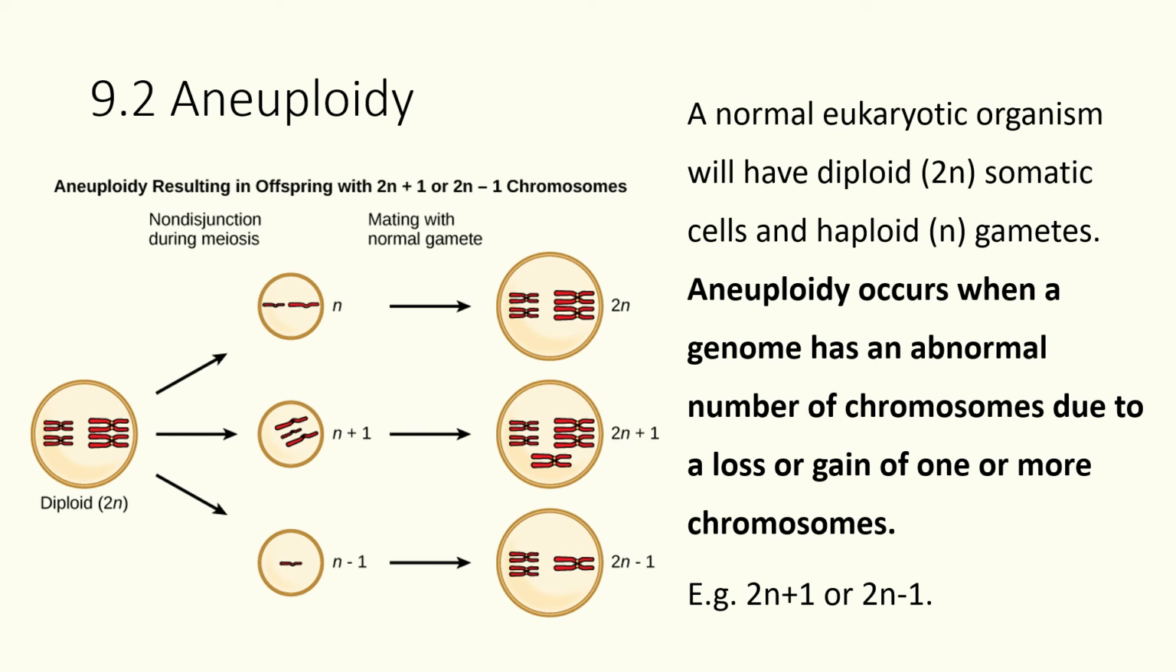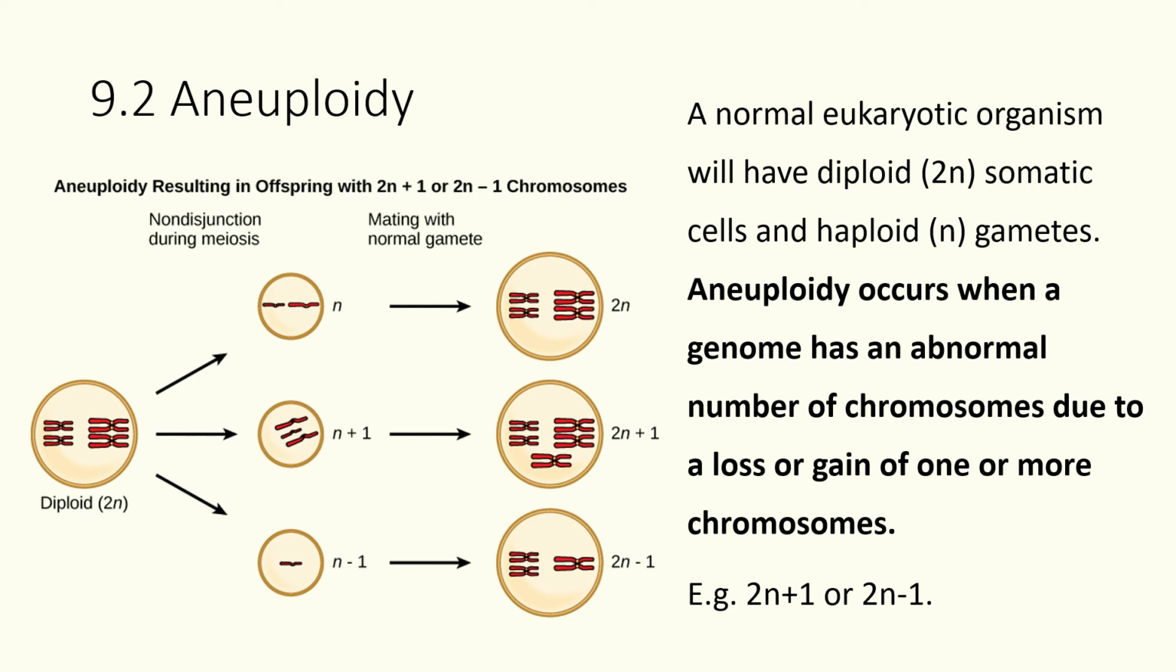So aneuploidy is what we're talking about. And aneuploidy is when we have an incorrect or abnormal number of chromosomes due to loss or gain of one or more chromosomes. So we know a normal eukaryotic cell is diploid, 2N, or our gametes are N, haploid, meaning that they have 23 chromosomes. When we're looking at an aneuploid cell, we're generally looking at N plus 1 or N minus 1, or 2N plus 1 or 2N minus 1. So these are our aneuploid or abnormal chromosome number cells.